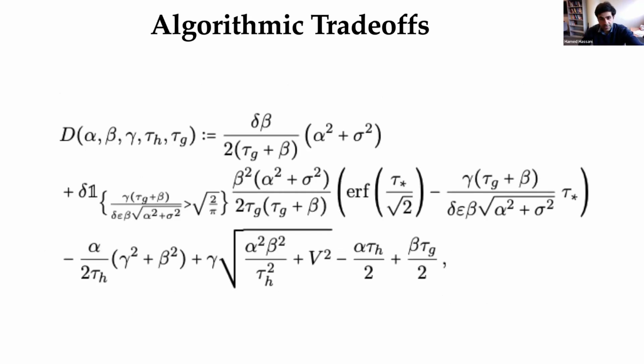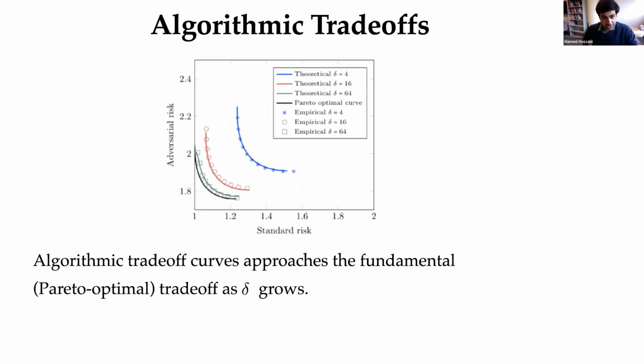Now, let me talk about the implications of the results and the resulting plots. Here I've plotted the trade-off curves for different values of the overparameterization parameter. Now let's look at the black curve at the bottom left in this plot. That's the fundamental limit. We cannot do better than this fundamental limit. It's basically the optimal trade-off that we can have.